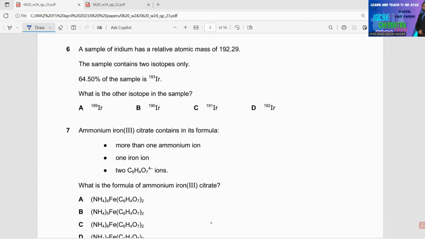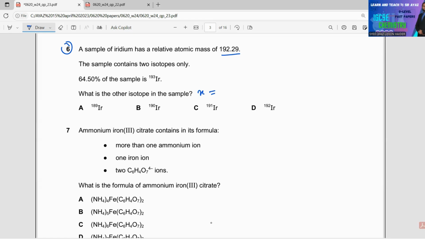MCQ number 6. A sample of iridium has a relative atomic mass of 192.29. The sample contains two isotopes only. 64.50% of the sample is Ir-193. What is the other isotope in the sample? So let's consider that isotope as X. We need to calculate the percentage of X first. So simply subtract 64.5 from 100. So we get 35.5%.